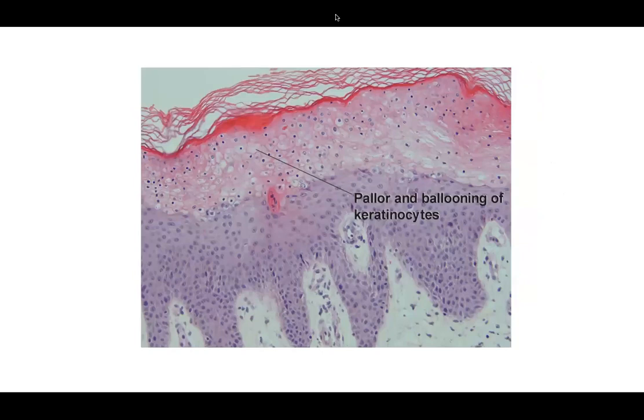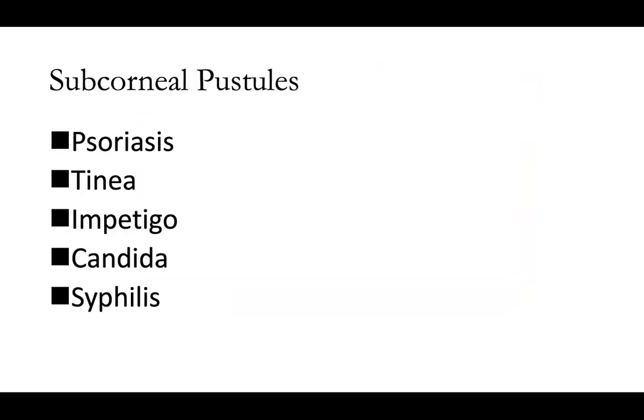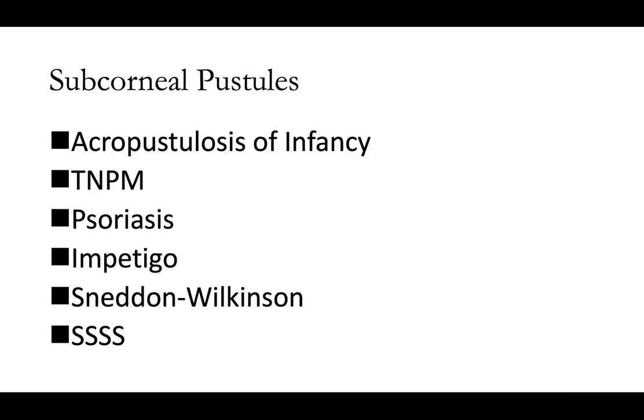Pallor and ballooning of the keratinocytes, as we mentioned, is going to be more representative of a nutritional deficiency or metabolic disorder. Now, as a summary, when you see subcorneal pustules, you should be thinking about psoriasis. You should also be thinking about infections. So tinea, impetigo, candida, syphilis can all lead to subcorneal pustules as well.